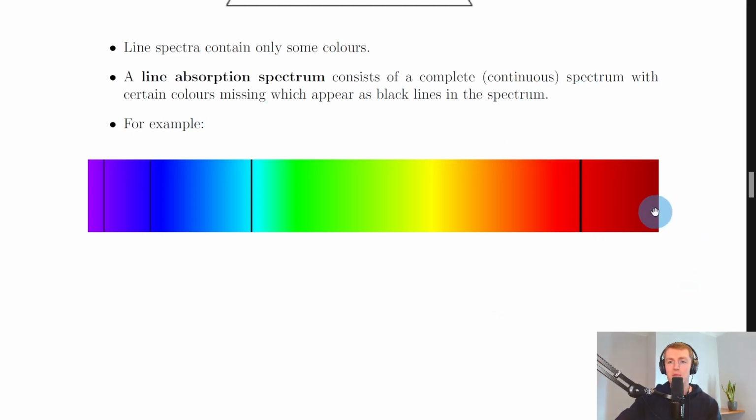And here's an example for you. So we've got the red light going to the violet light for the full continuous spectrum, but then particular wavelengths or frequencies of light have been removed, and at those points we've just got a black band.